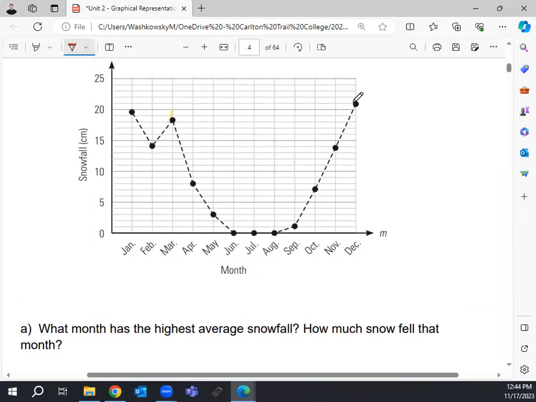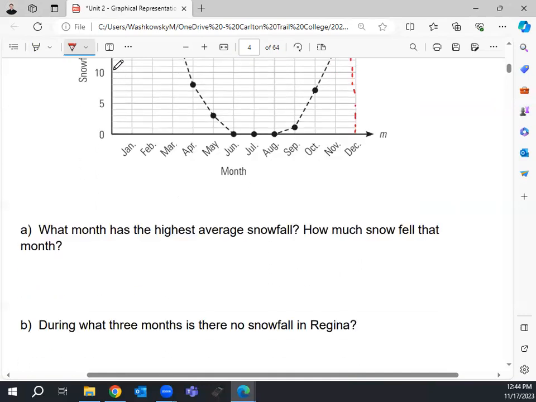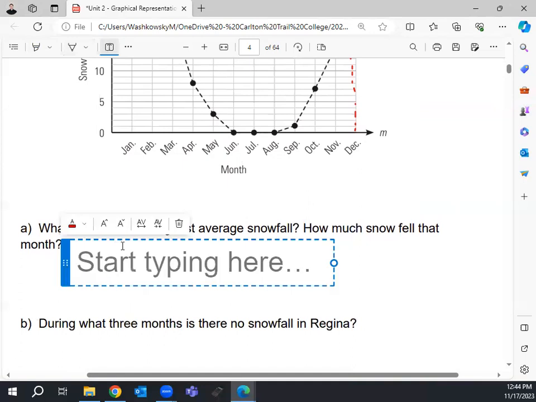December, right? And then how much snowfall did you get from that? Yeah, so I'm just looking at my axes. So I take my point, I go down. It's like, oh yeah, it's December. And I can see if I go all the way to the right, I got 21 centimeters.